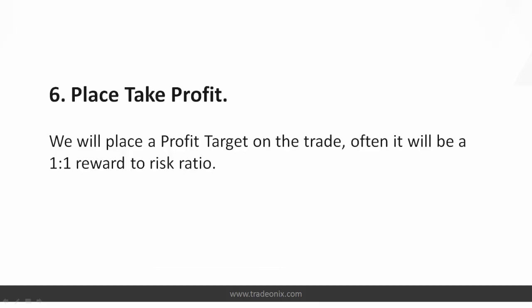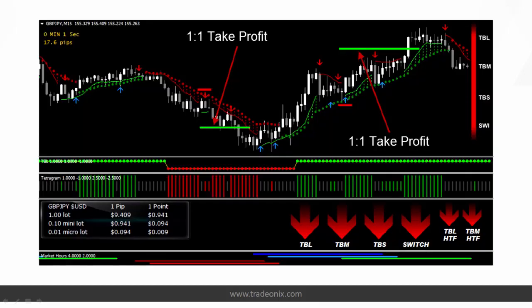Number 6, place a take profit. Now we're going to place a profit target on the trade, and often it will be a 1-to-1 reward to risk ratio. This means that if we are placing our stop loss for 25 pips, we are going to place a profit target also for 25 pips. In the image, we're looking at 2 different take profit levels. Again, these are 1-to-1 take profit levels. So if we enter the market and the initial stop loss is 30 pips away, let's say that's the example for trade 1, the short trade, then our take profit, being 1-to-1, is also going to be 30 pips.